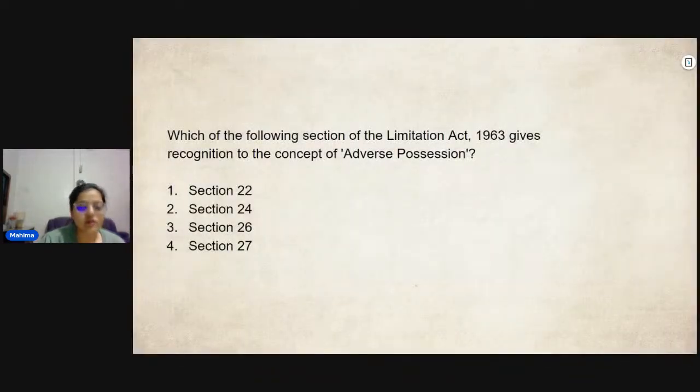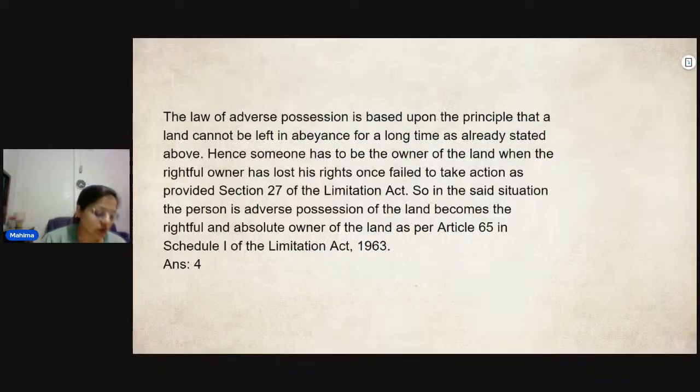Which of the following section of the Limitation Act gives recognition to the concept of adverse possession? 22, 24, 26, or 27? Adverse possession. Everyone is saying option number D. The correct answer is option number D.